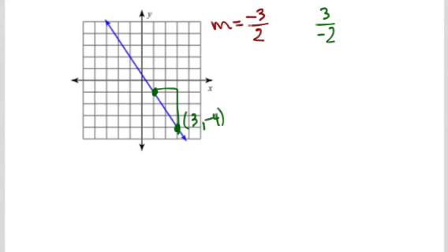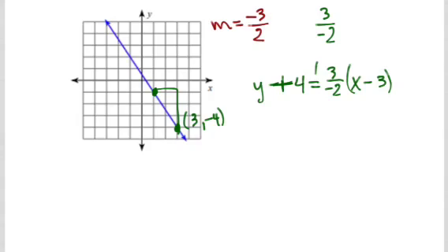So that's its coordinates. So then I'm going to plug that into my point slope form, y minus y1, y minus negative 4, it'll act like a plus, equals m, that's my 3 over negative 2, times x minus my x coordinate, which was 3.